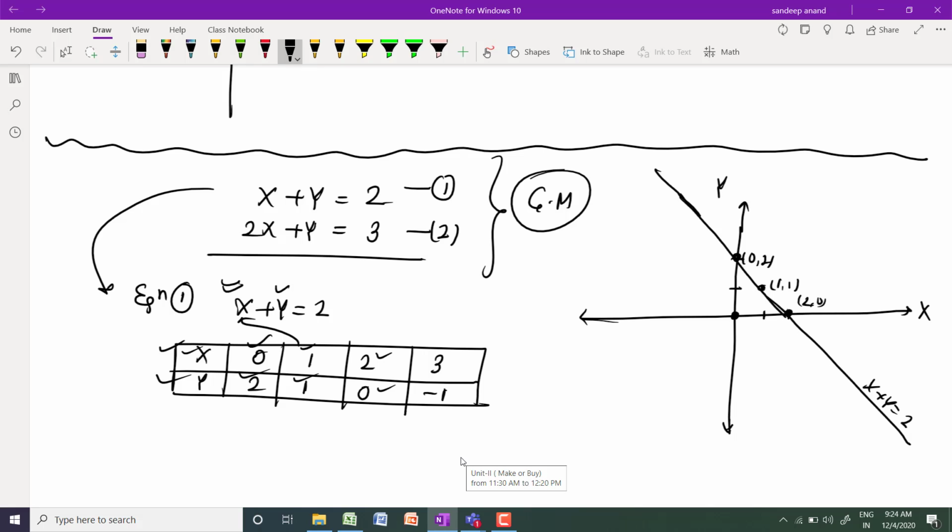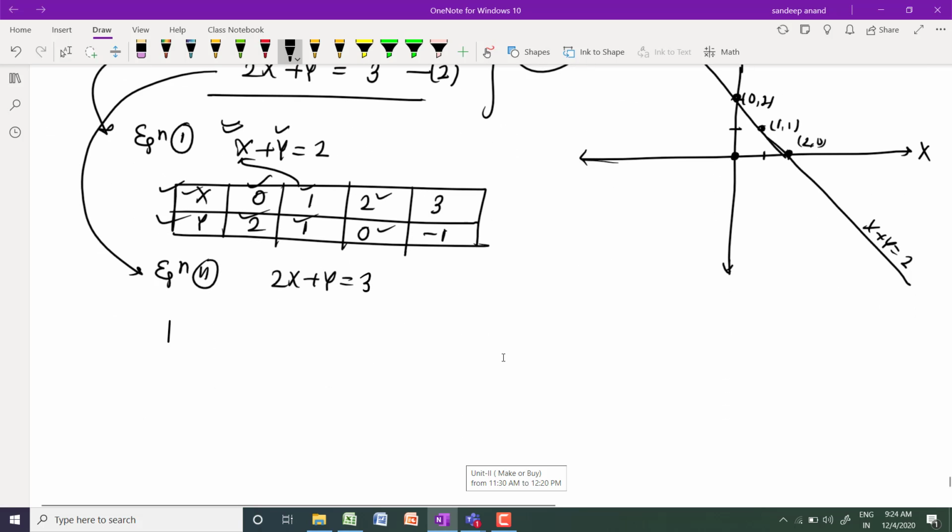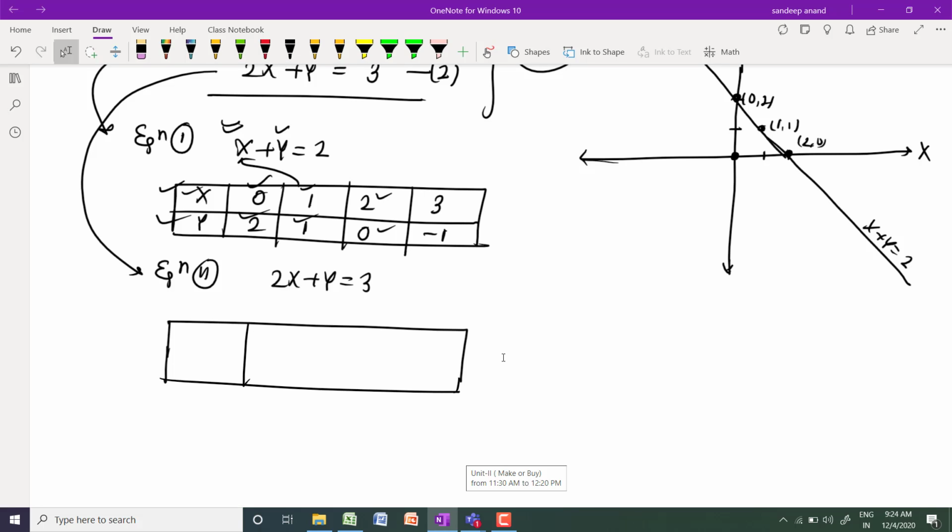Now after this, you take the second equation. I am taking equation number 2, which is 2x plus y is equal to 3. Now the same process I'm going to adopt here, making one table. I require only 2 data or maximum 3 data, not more than that. So x and y 0, 1, 2. If you put x equal to 0 in this equation, you will get y equal to 3. Yes or no?